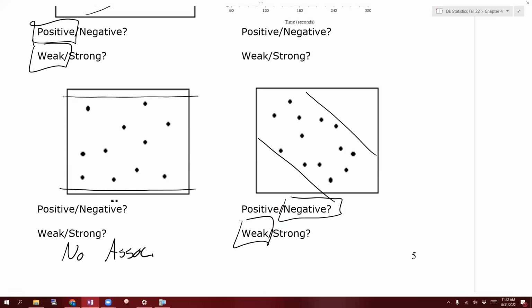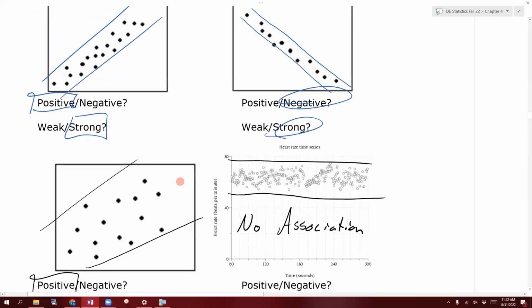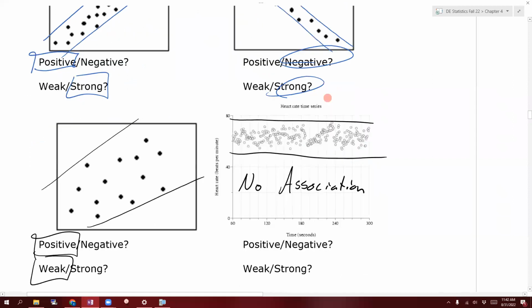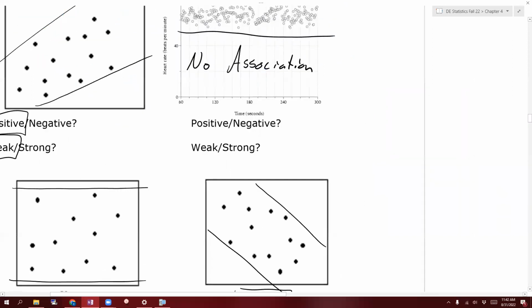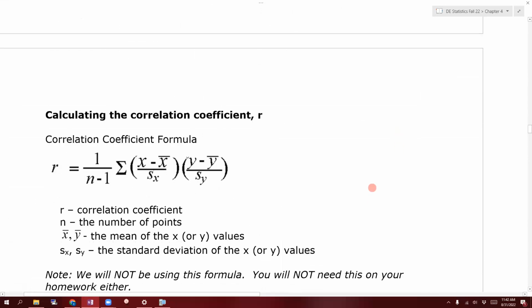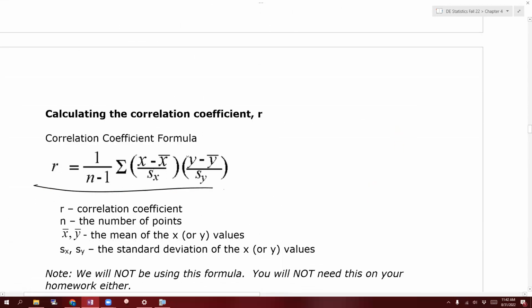So the narrower that band, so if we go to the top, the two that were strong, the closer all of those points are to falling in a straight line, the closer to +1 or -1 we're going to be. The further away those points are, the closer to 0 we're going to be. And this is our formula to find our R value.